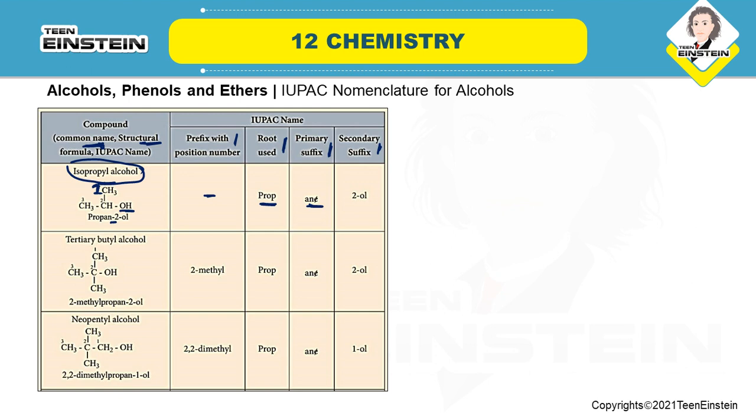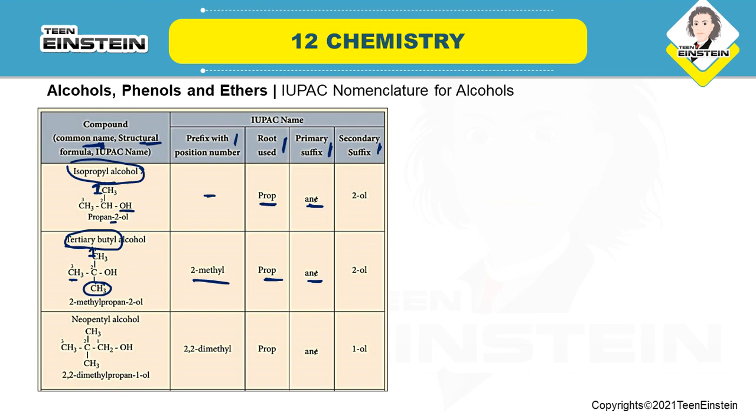Then tertiary butyl alcohol, this is the common name. Remember how we write common names: first the alkyl group and then we write simply alcohol. But what will be the IUPAC name? First choose the longest chain, 1, 2, 3. Here we have one substituent, which is CH3, present at position 2. So now we will have the prefix 2-methyl, that is the substituent. Root word is the same as in the previous example, it is prop. Again there is no unsaturation, so it is alkane, ane, and 2-ol.